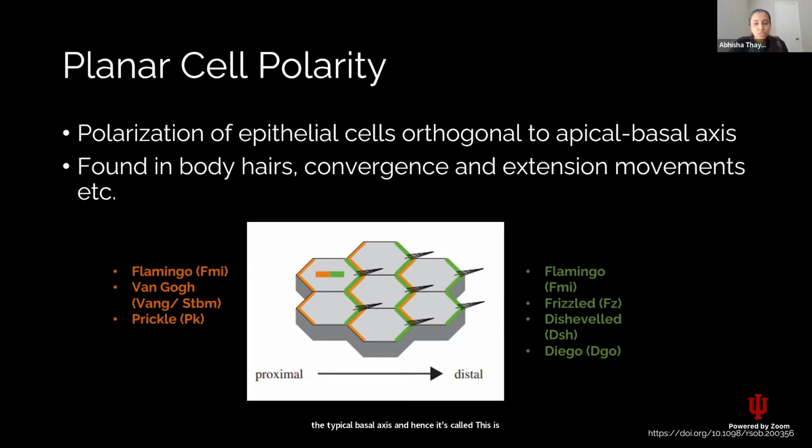This is mostly found in external structures such as body hairs and sensory hairs, in both vertebrate and invertebrate epithelia. So cells orient themselves and their neighbors by establishing asymmetric expression of PCP proteins on neighboring cells. The proteins involved are as shown here. So there's Flamingo, Van Gogh, Prickle, and all these proteins here.